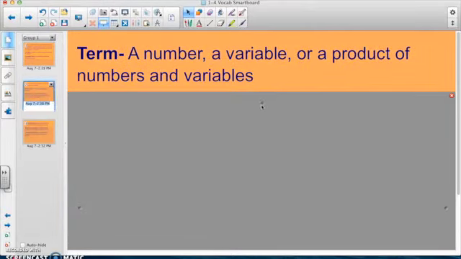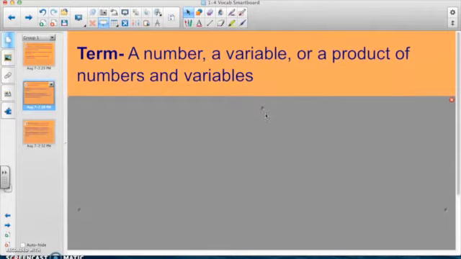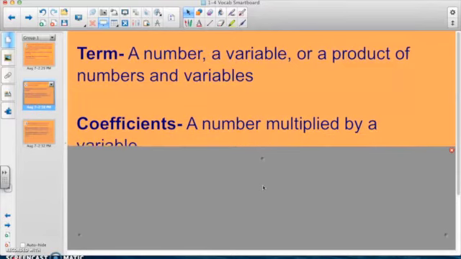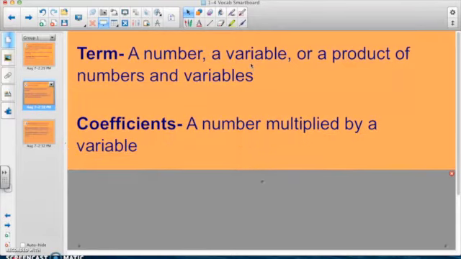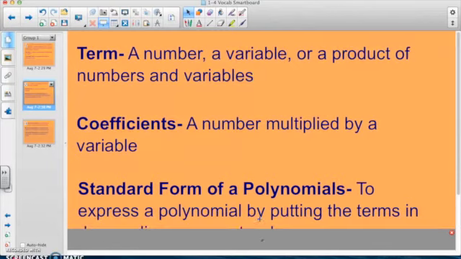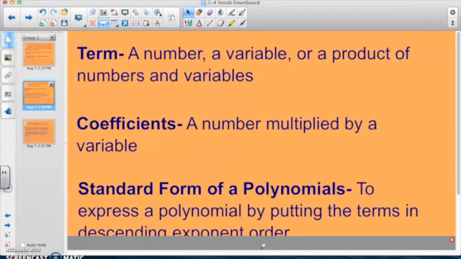All right, we also have something called a term. A term is a number, a variable, or a product of numbers and variables. So sometimes it could be a constant, sometimes it could be a variable, and sometimes it's a number multiplied by one of those variables. Our next word that we're going to define is coefficient. A coefficient is the number that's multiplied by a variable. It's that number that you see in front of the x or the y that is actually doing multiplication to that variable.